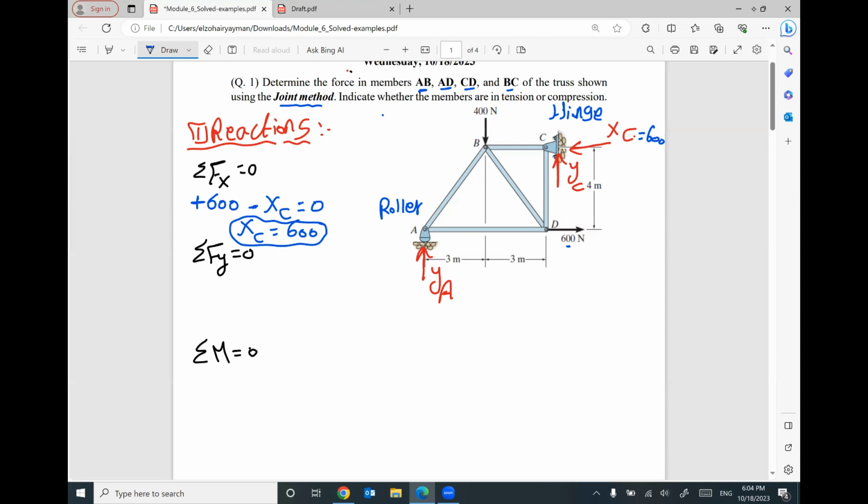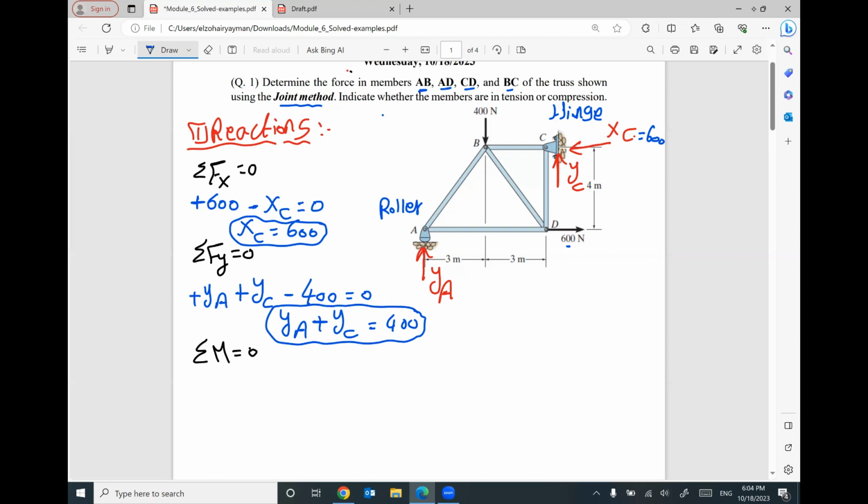Summation of all forces in Y. We have positive YA, we have positive YC, we have negative 400, equals 0. So I can rearrange this equation: YA plus YC will equal 400. I cannot do anything more because I have two unknowns.